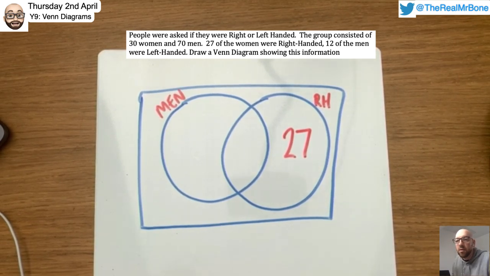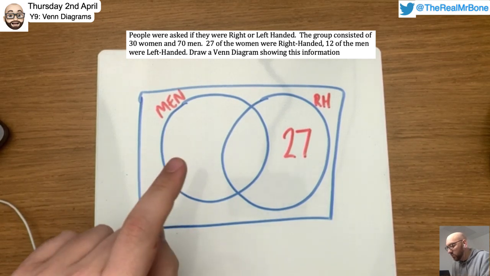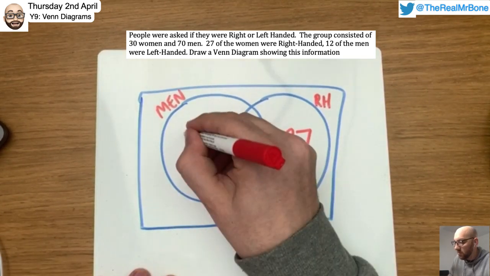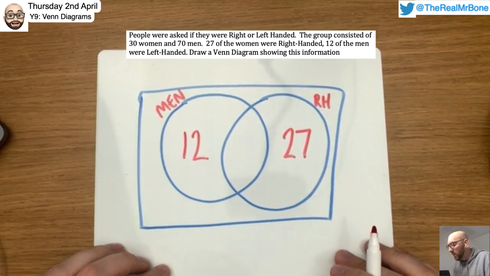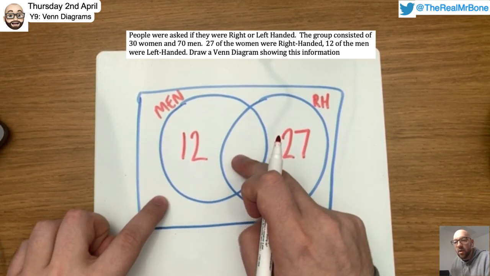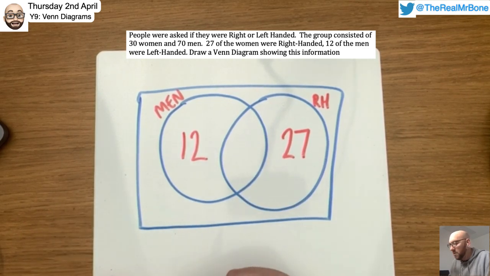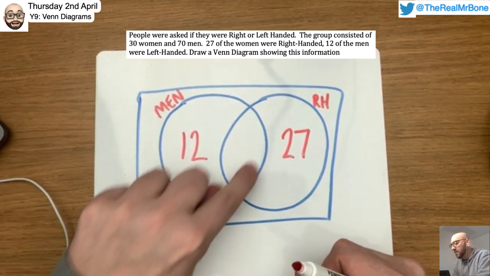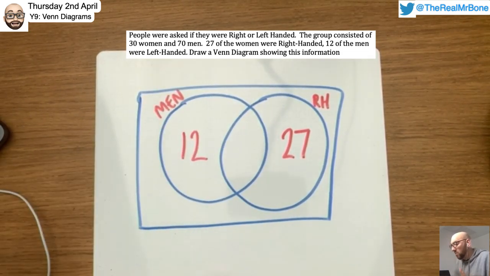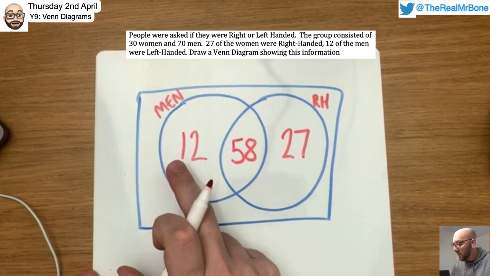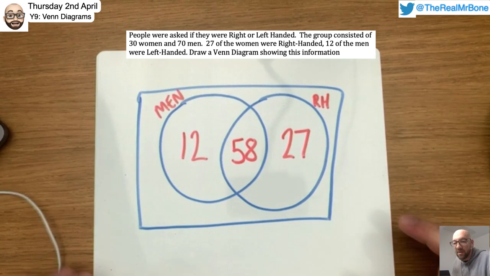12 of the men were left-handed. So we need to put 12 people inside the men's circle, but not in the right-handers. So that's going to be 12 there. Okay, so we've still got 2 more numbers to work out, and we'll read the question again and see if we can work out which numbers we need to use. It said the group consisted of 30 women and 70 men. So the men's circle needs to add up to 70. Well, we've already got 12 people. That means there must be 58 people who tick both boxes. They're both a man, and they're right-handed.